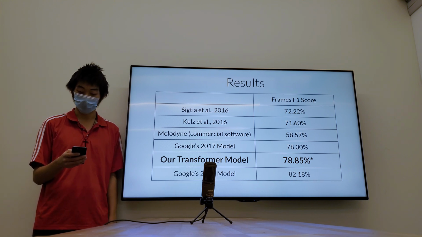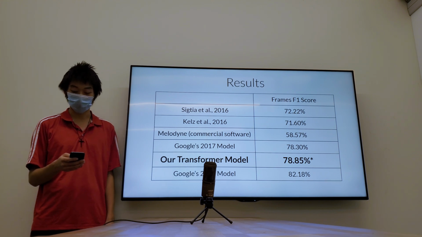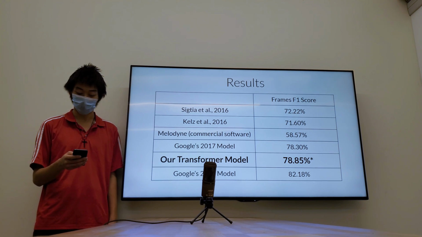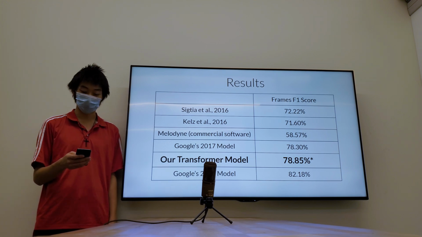However, just 2 weeks ago, Google released a new model that is also based on Transformer. They were able to achieve an F1 score of over 82%, which is much higher than our model. However, they use a completely different architecture, which is based on the cutting-edge research of generalizing transformers to other tasks.